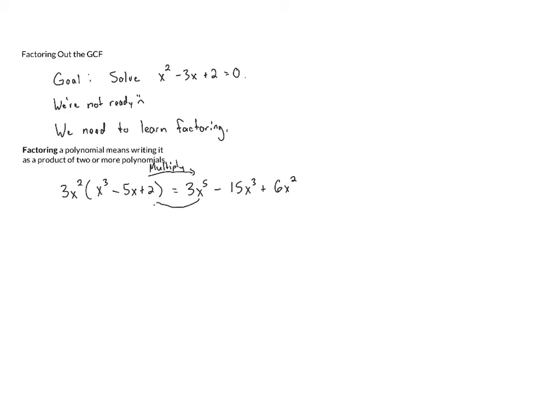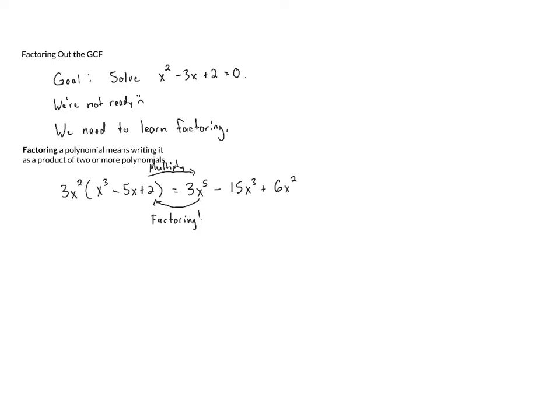What we have just done is multiply. The reverse of this is actually factoring. If we want to start with one polynomial and write it as a product of 2 or more polynomials, that's factoring. So what we're really trying to do is go backwards. We're trying to undo this multiplication. So somehow we need to go from this polynomial and figure out that there's a 3x squared that can go out front and that we have x cubed minus 5x plus 2 on the inside. And I'm going to show you exactly how we figure out that it's the 3x squared that goes out front.